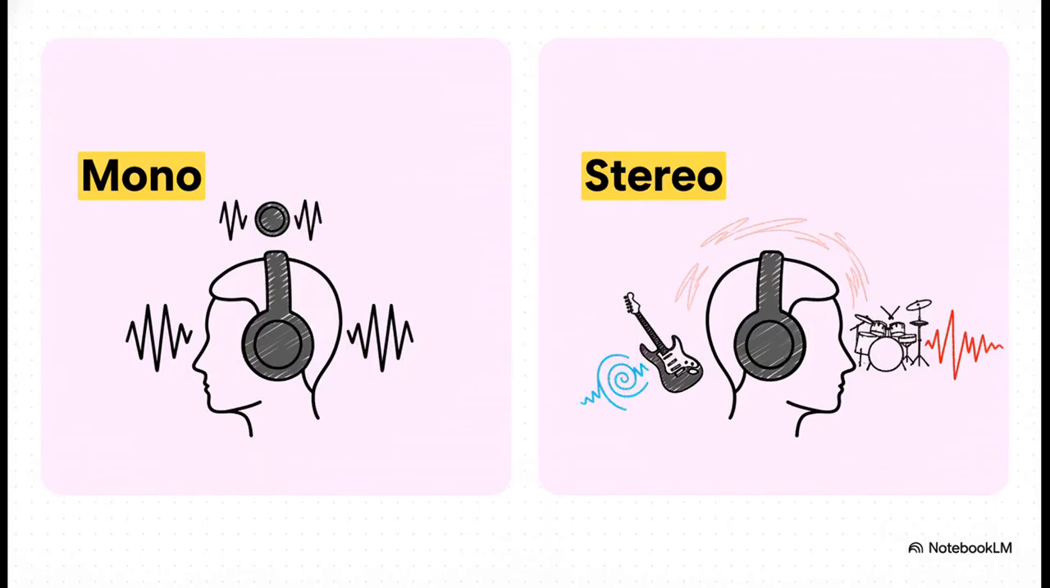And most modern music uses 2 channels, stereo, to make the experience way more immersive. By sending slightly different information to the left and right speakers in your headphones, producers can make it sound like the drums are on your right and the guitar is on your left, creating this awesome sense of space, almost like you're in the room with the band.